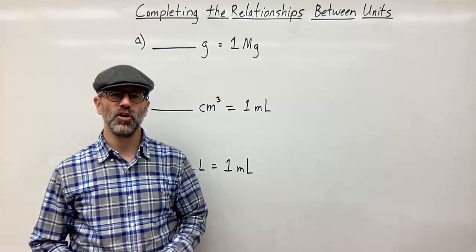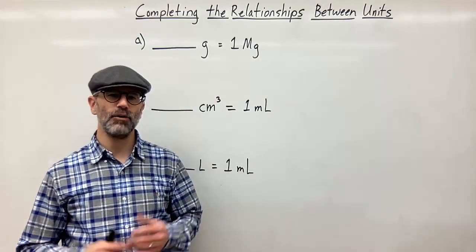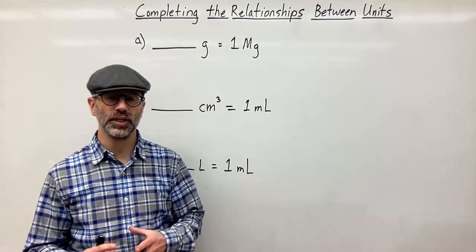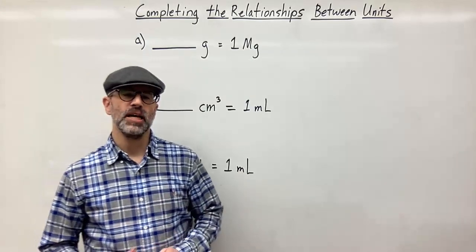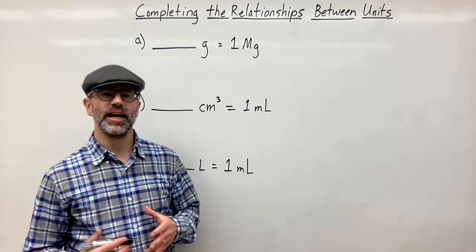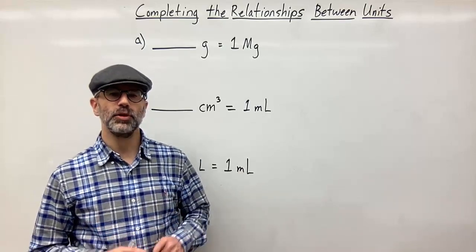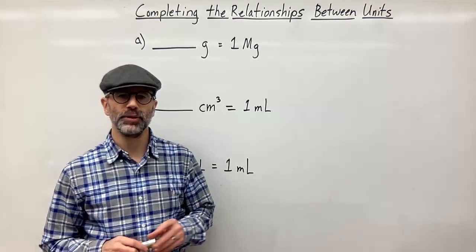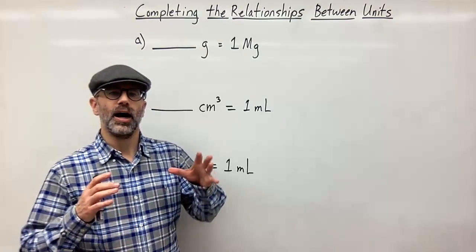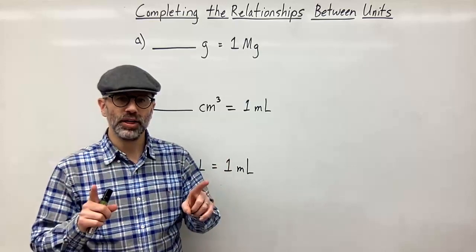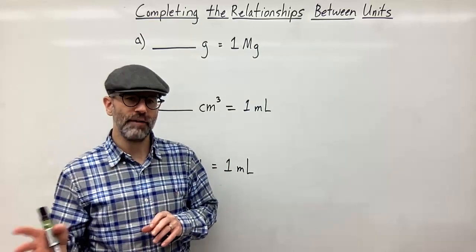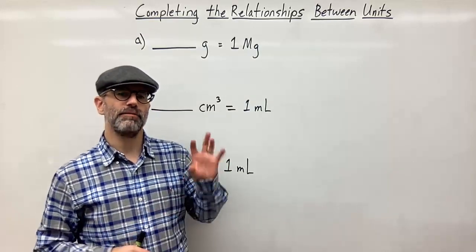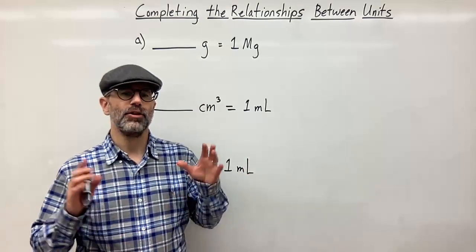My name is Mr. Kovalt, and in this video I'm going to be going over how to complete the relationships between units. So let's get into this. Here I'm going to be looking at the relationships between metric units. When you're trying to complete a relationship, if you're given an equality of some sort and you're only given half the equality, then you have to fill in the other half, and these are metric units.